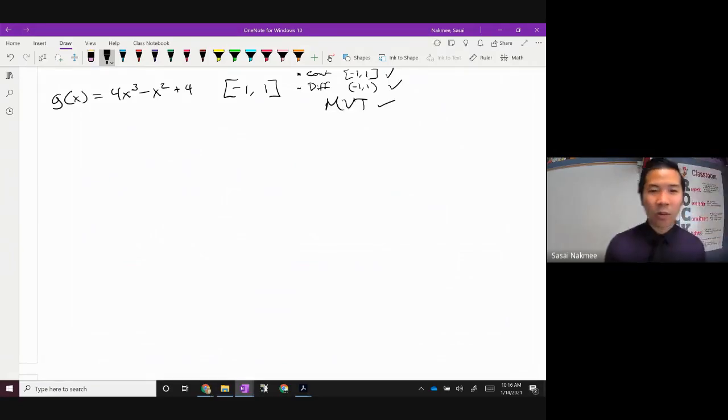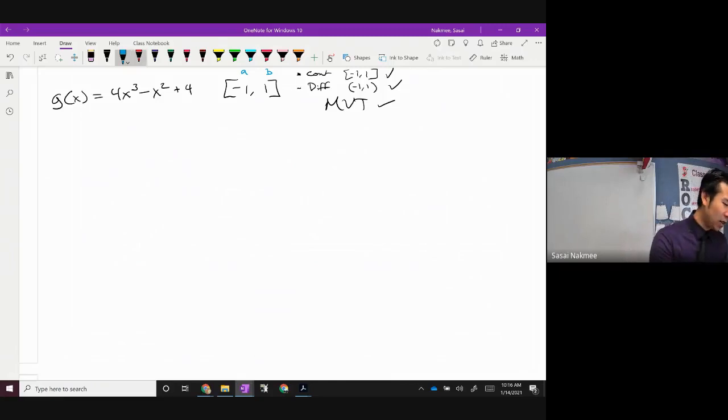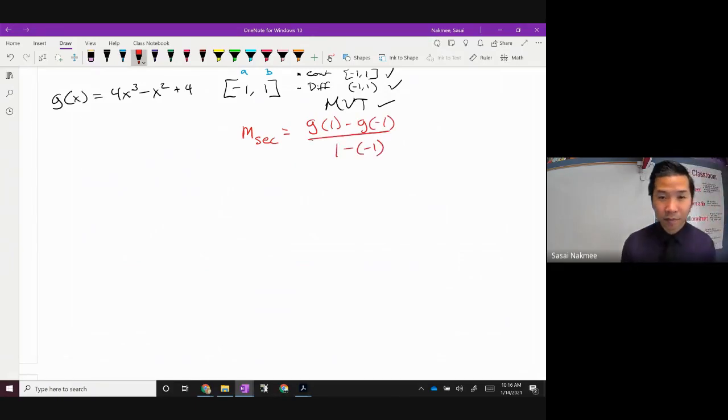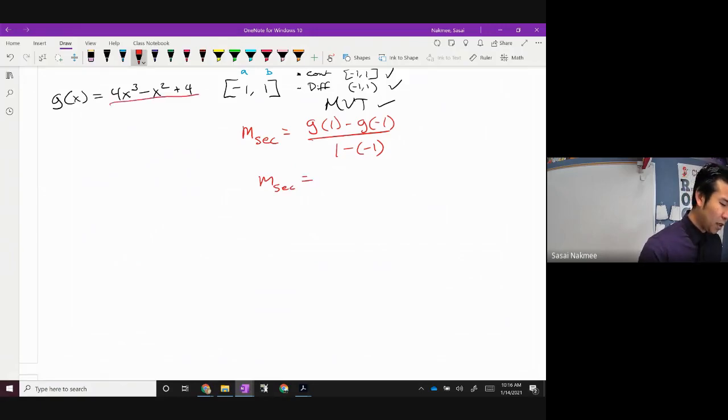So here's how we do the math to calculate this. Let's actually do the work. Looking at the function they give us, this is my A value and this is my B value, so I can calculate the slope of the secant line. The slope of the secant line is equal to g of 1 minus g of -1, divided by 1 minus -1. So we plug this in: the function evaluated at 1 minus the function evaluated at -1.